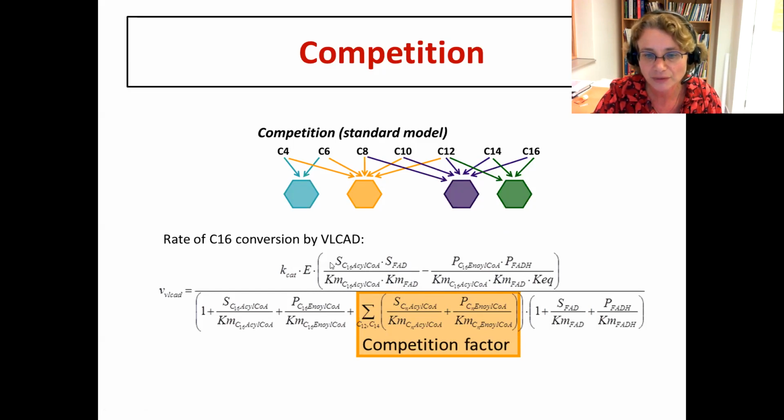So here we have C16 being converted, and then the other chain lengths. We're looking at this enzyme, so C16 goes in, but also C14 and C12 can bind and be converted. So for this reaction, they work as a competitive inhibitor. And competitive inhibitors in enzyme kinetics are put in the denominator with their affinity constants, the Kms. So this is how they start inhibiting each other. You divide by it so the rate becomes lower. So this is how they have an effect on each other.